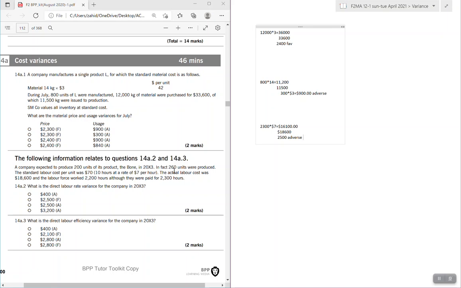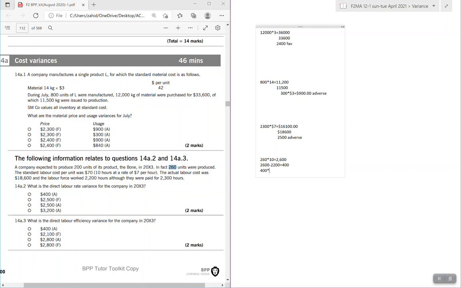And then efficiency, we take hours used. So we produced 260 units. They should have taken 10 hours each, which means 2,600 hours, but they have taken 2,200 hours. Even though we paid for 2,300 hours, the hours used is 2,200, so we take hours used, not hours paid. So we have 400 favorable, we have used 400 less than we should have.